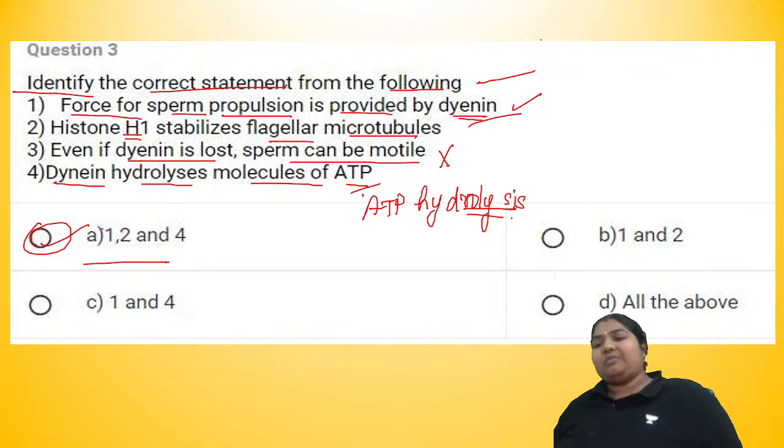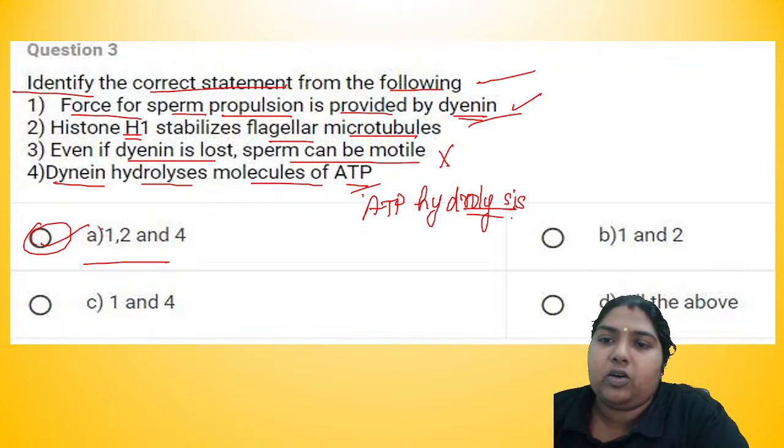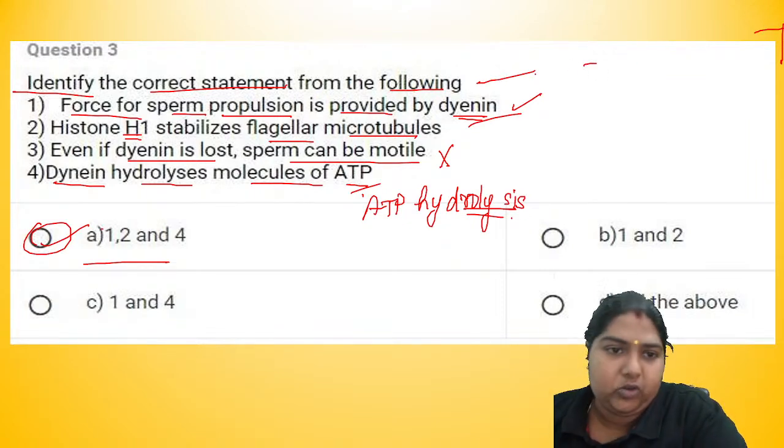Definitely these two I know, but for this point B only I wanted to take you to this question. This histone H1 is a linker histone, no? It is very, very important to stabilize the flagellar microtubules. If it is lost, it is going to make immotile sperms. If there is a problem with this, it will lead to some bronchial infection and infertility also. It is a very, very important point to be noted.